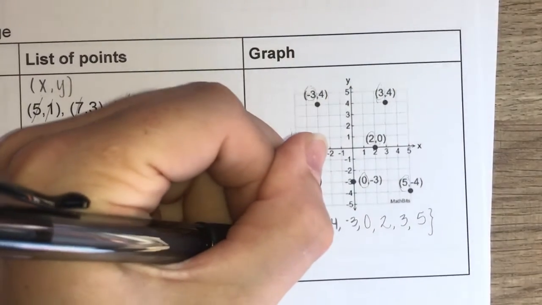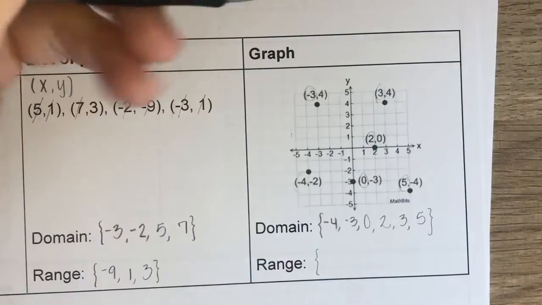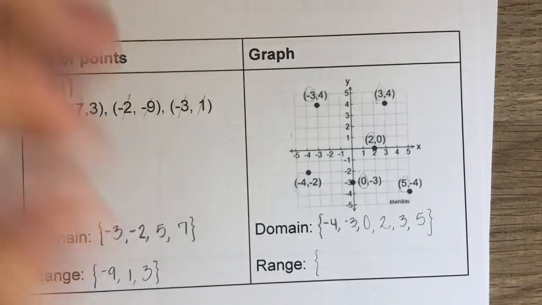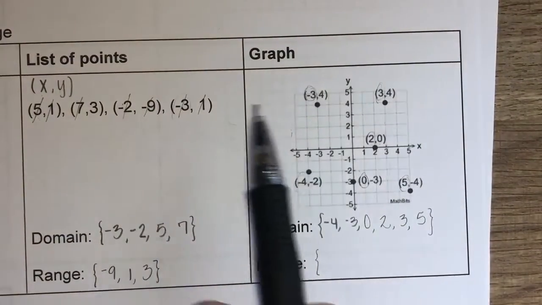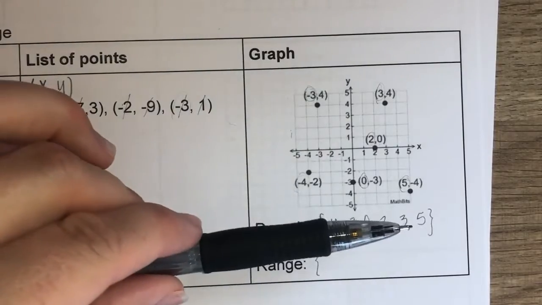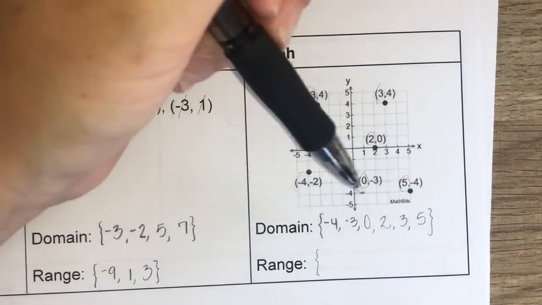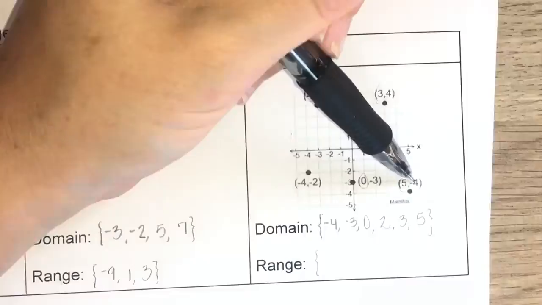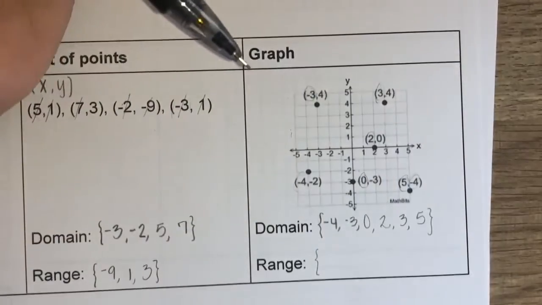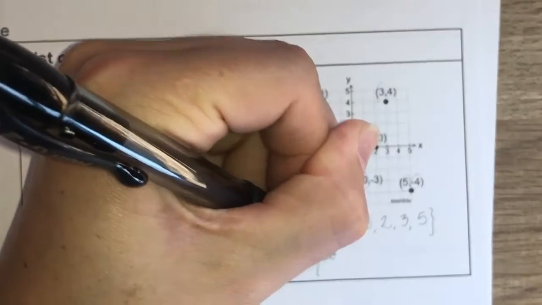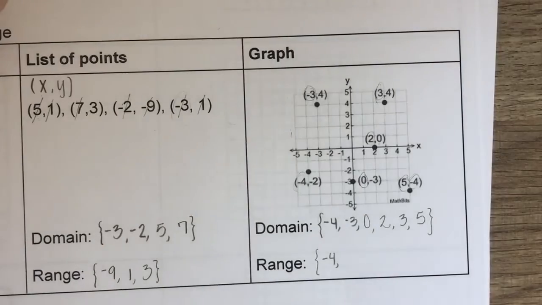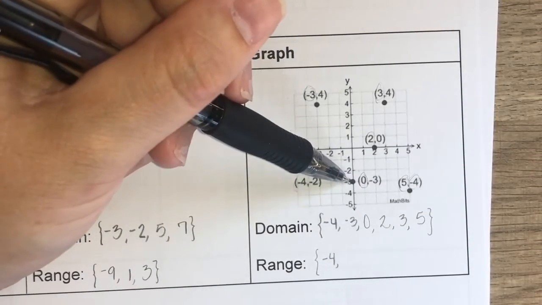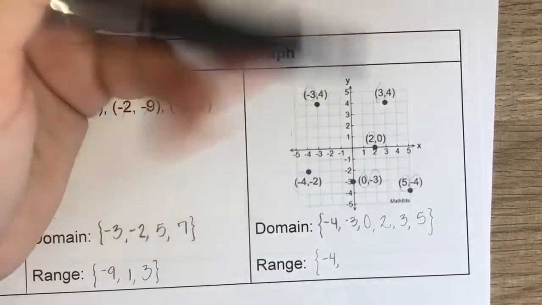And then for range, we're going to do the same thing. We're just going to be looking at the y-coordinates now, and instead of going from left to right to get the smallest to largest, we're going to start from the bottom up to get the smallest first. So my lowest point is 5, negative 4. So negative 4 is my y-coordinate. That's what my range will start with. The next one up is 0, negative 3. So negative 3 is my y-coordinate.